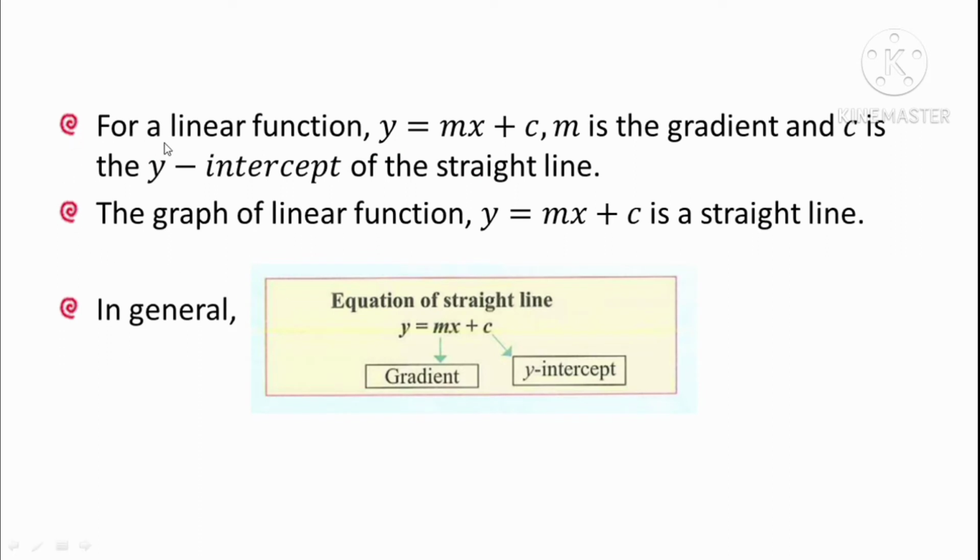For a linear function y equals mx plus c, m is the gradient and c is the y-intercept of the straight line. The graph of the linear function y equal to mx plus c is a straight line. So in general, the equation will be written as y equal to mx plus c, where m represents the gradient and c represents the y-intercept.